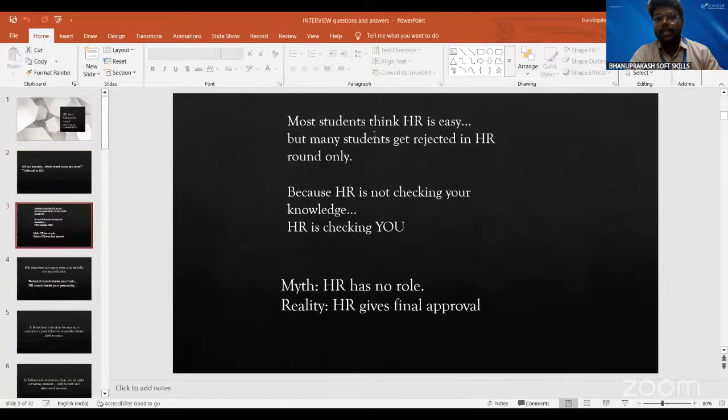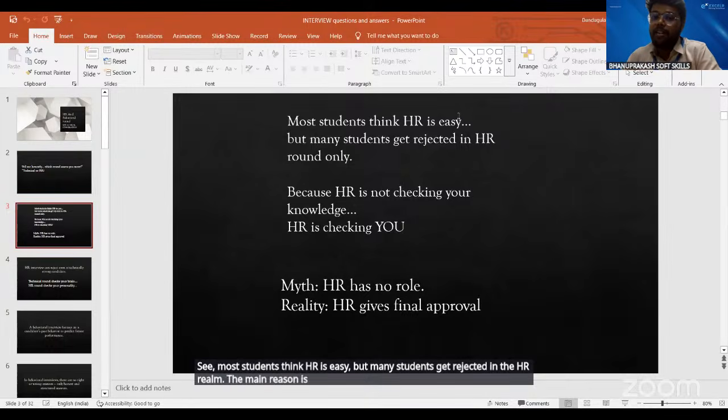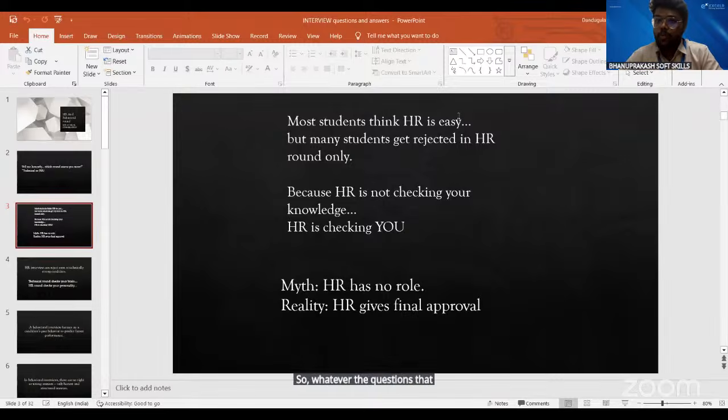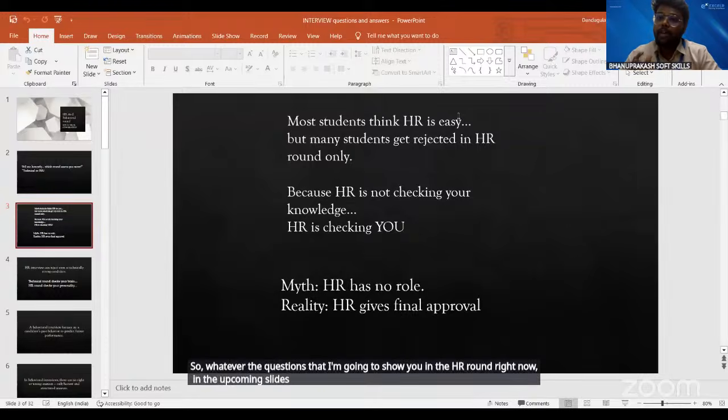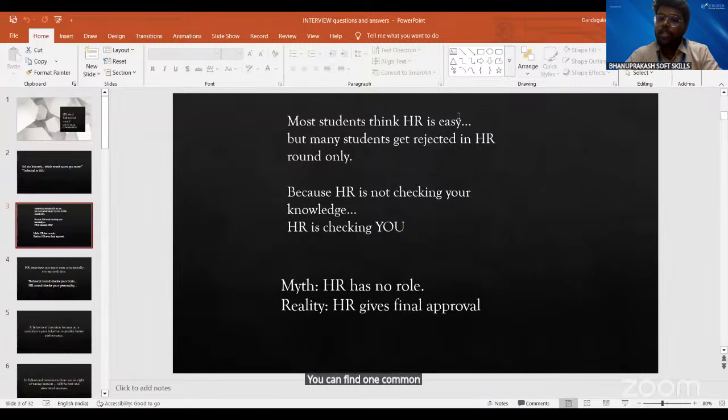See, most students think HR is easy, but many students get rejected in the HR round. The main reason is because HR is not checking your knowledge, he's checking you. So whatever the questions that I'm going to show you in the HR round right now in the upcoming slides, you can find one common word in every question, that is you. Every question is related to you only.